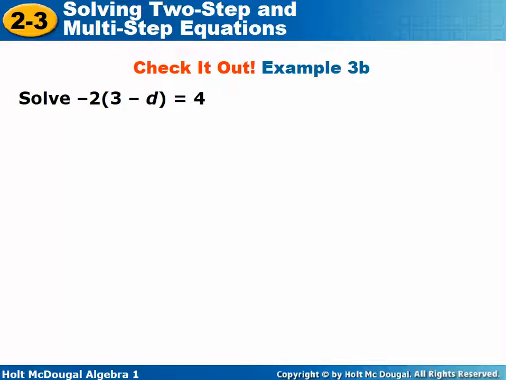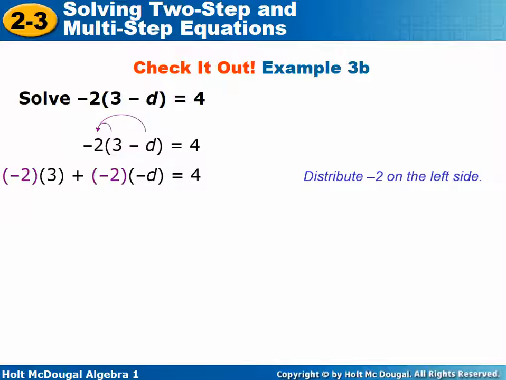All right, so here we have a little bit simpler example of a distributive property. We are going to distribute the negative 2 through the 3 minus d. So we'll have negative 2 times 3 and negative 2 times negative d equal to 4. Make sure that you see that this is a negative times a negative. So when we simplify this, we get negative 6 plus 2d, because negative 2 times negative d would be a positive 2d, equals 4.